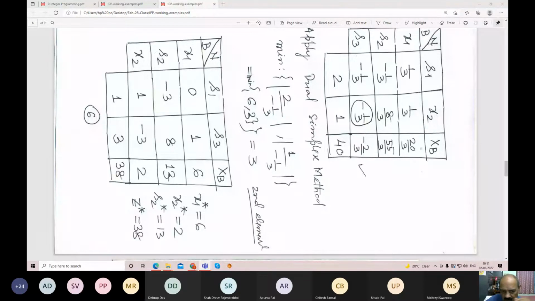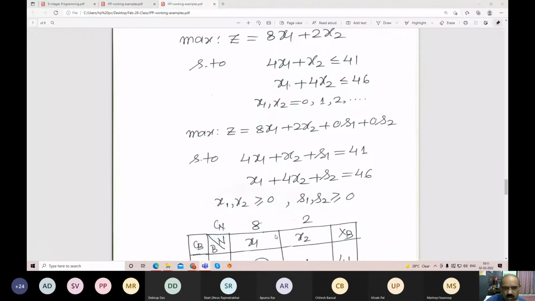Let me see. We would like to know one more problem. See here, I have followed a pattern. You can see 8x1 plus 2x2, 4x1 plus x2 less than or equal to 41, x1 plus 4x2 less than or equal to 46. So 4x1 plus x2 less than or equal to 41. If you multiply both sides by 2, what will happen? 8x1 plus 2x2 is coming as 82. So somebody can guess, yes, maybe 82 is the answer.